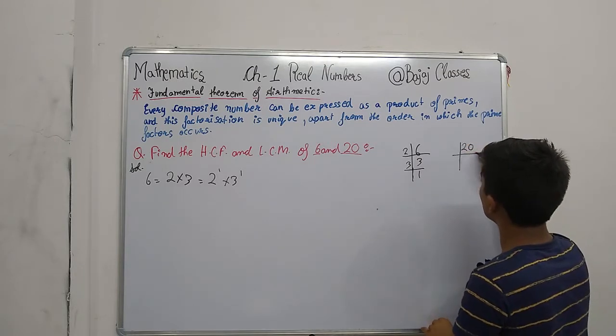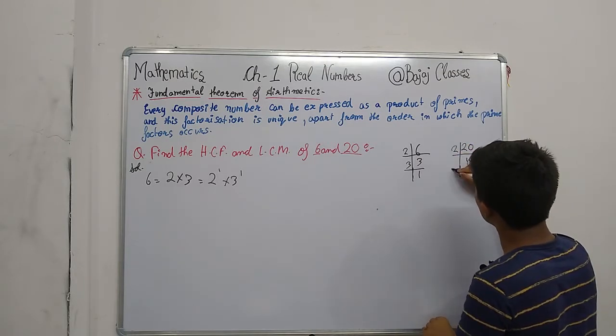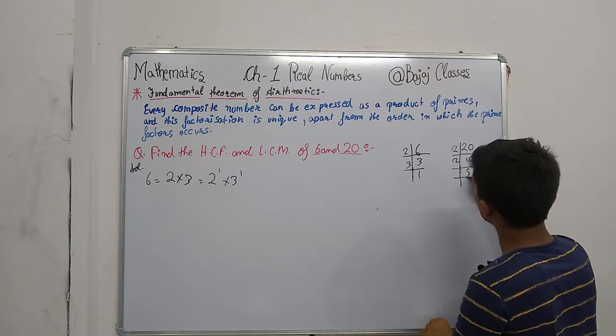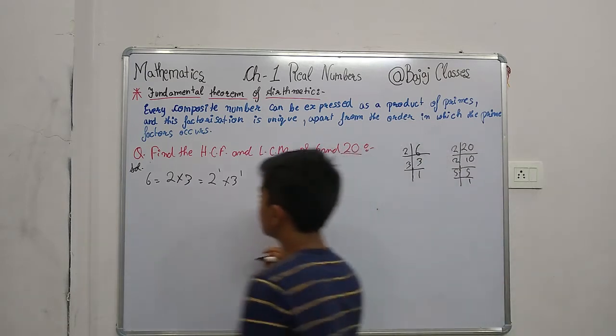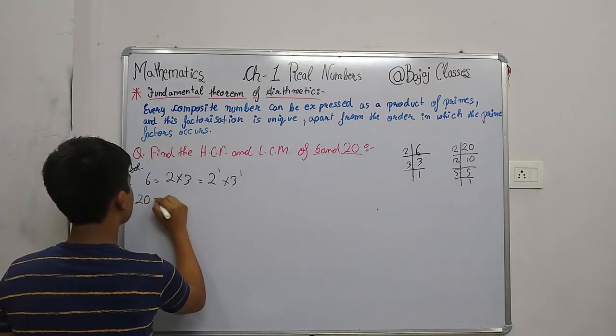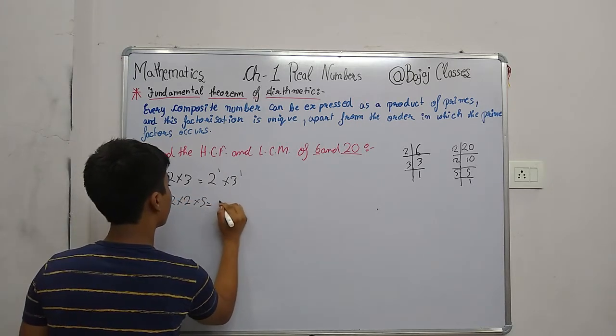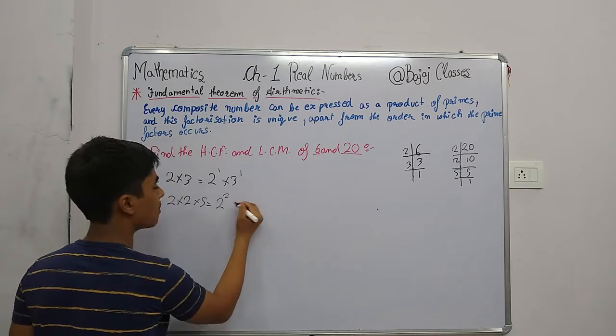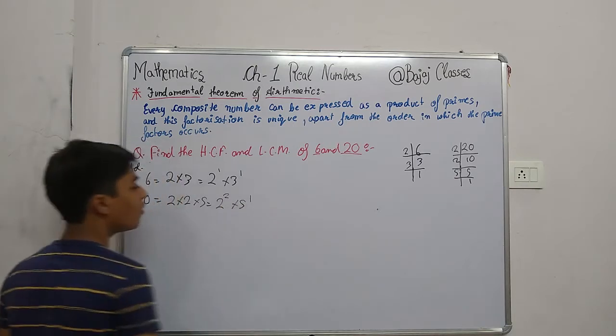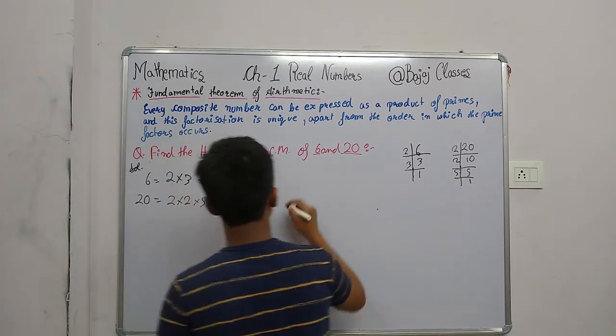Now what is the prime factorization of 20? 20 is 2 times 10, 2 times 5, 5 times 1. So 20 is 2 into 2 into 5, which equals 2 raised to the power 2 and 5 raised to the power 1. Now we will find the HCF.